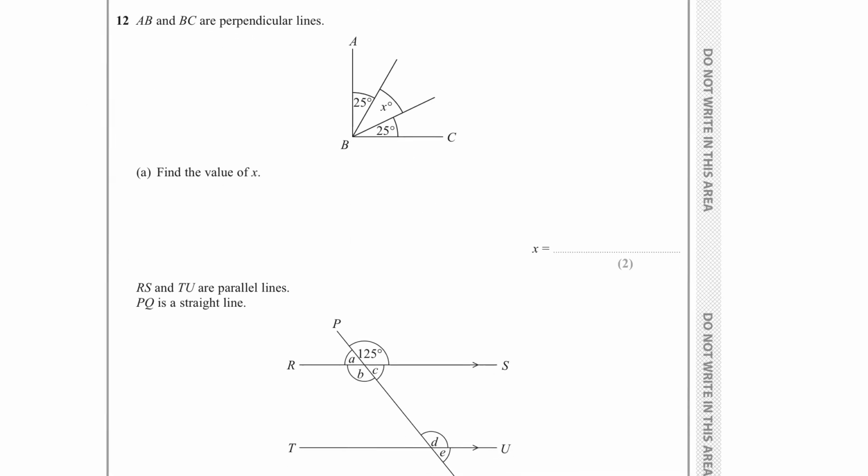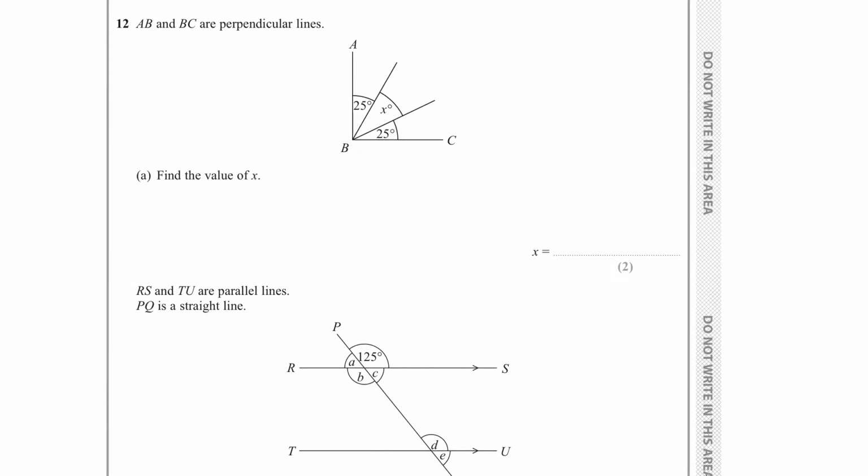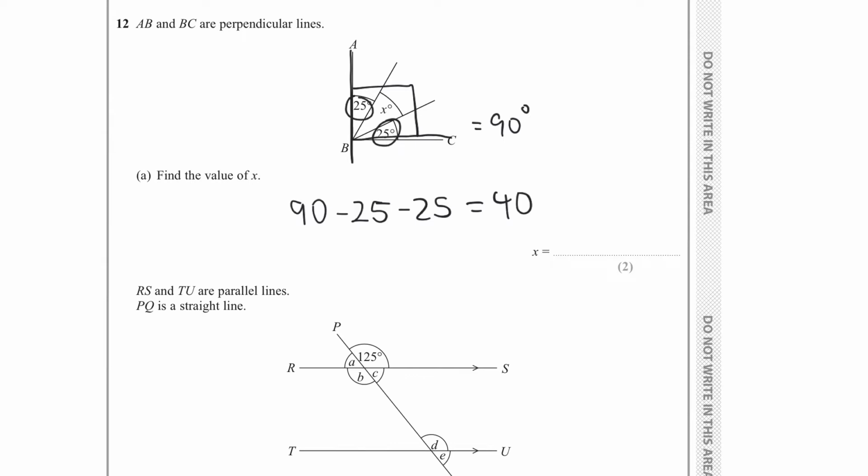And then on to the next question. So here it's saying that A and B are both perpendicular lines, and it wants us to find the value of x. Remember, when two perpendicular lines meet, they form a 90-degree angle. So we know that all of this will add up to 90 degrees. So we are going to do 90 minus 25 minus 25 again, these two 25s, and that would give us what x is equal to. So that would leave us with an answer of 40. Or another way you could have done it is add the 25s together, then take that away from 90.